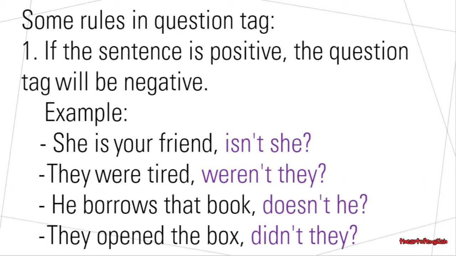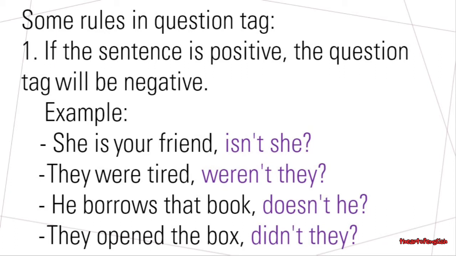And then the sentence form is in present tense. The second: they were tired, weren't they? So in this sentence, the sentence is in past form. Because the be verb there is were, we change were to weren't, and then add the subject they. So that will be the question tag for the second sentence.